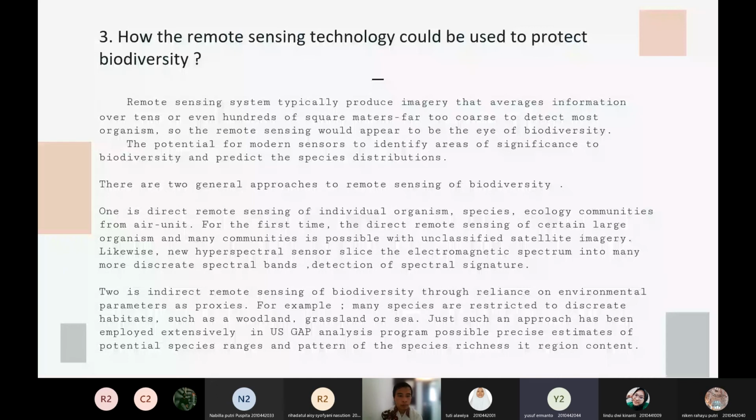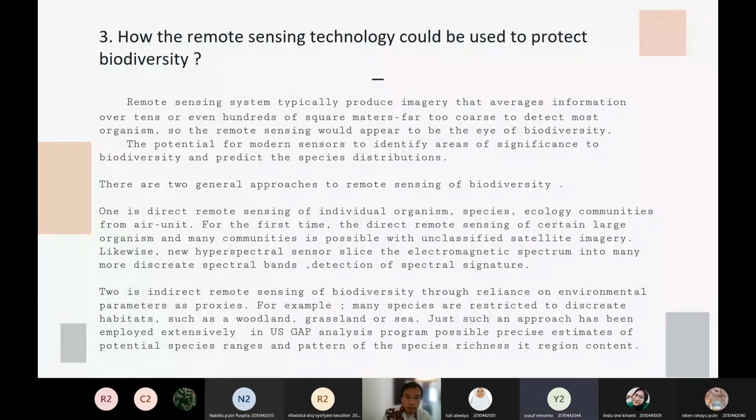Likewise, new hyperspectral sensors slice the electromagnetic spectrum into many more discrete spectral bands, allowing detection of spectral signatures.